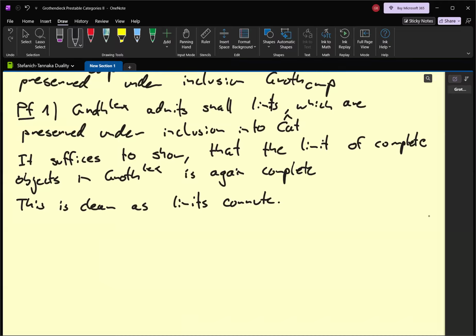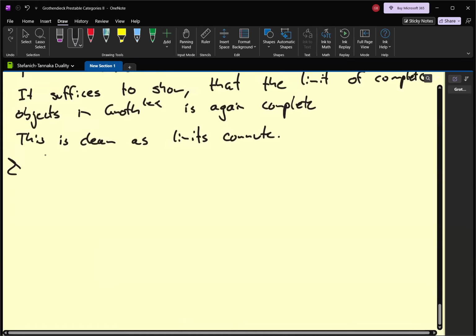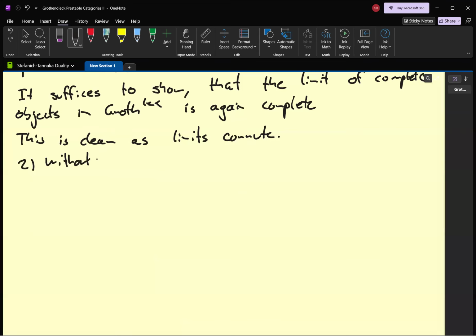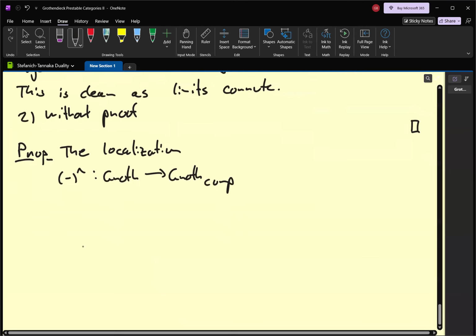So now we will actually discuss tensor products again as advertised. So the localization, I will call this functor hat from Groth to Groth comp. This is compatible with the symmetric monoidal structure.